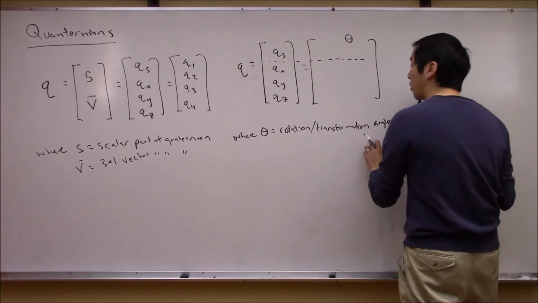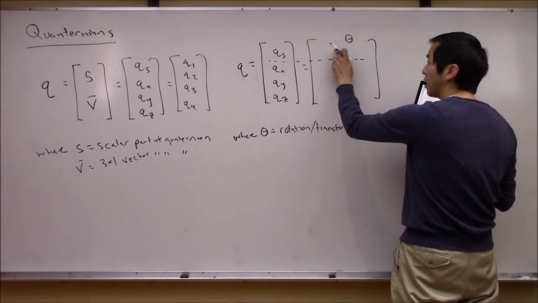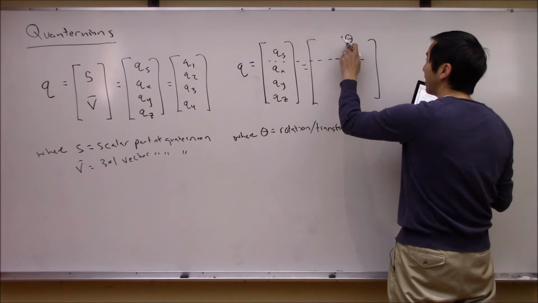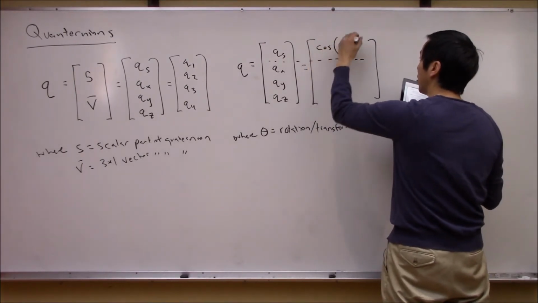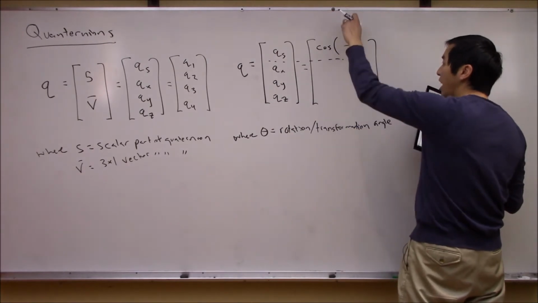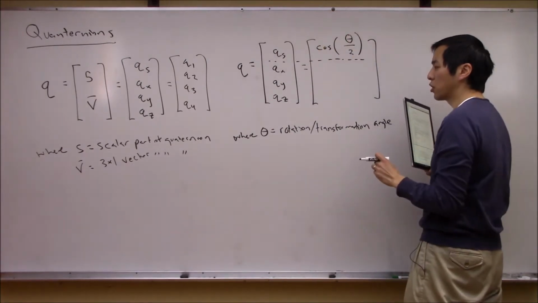Okay, so to embed that, we're going to put this in the first element of the quaternion. However, we're not going to take the angle itself. We're going to divide it by 2 and take the cosine of it. So this has the angle information embedded in the first slot, right?